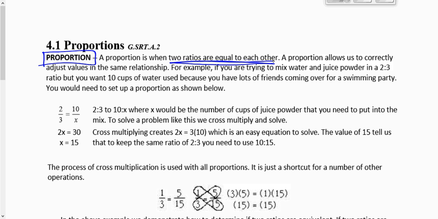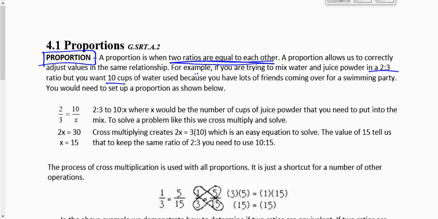Let's take a look at this example they have here. So it starts right here, okay? You're trying to mix water and juice powder in a 2-to-3 ratio. So we have a ratio of 2 to 3. And we want to use 10 cups of water, because you have a lot of friends, swimming party, it doesn't matter. So we need to set up a proportion, right? So 2/3 is going to be the ratio we use for all our corresponding measurements.